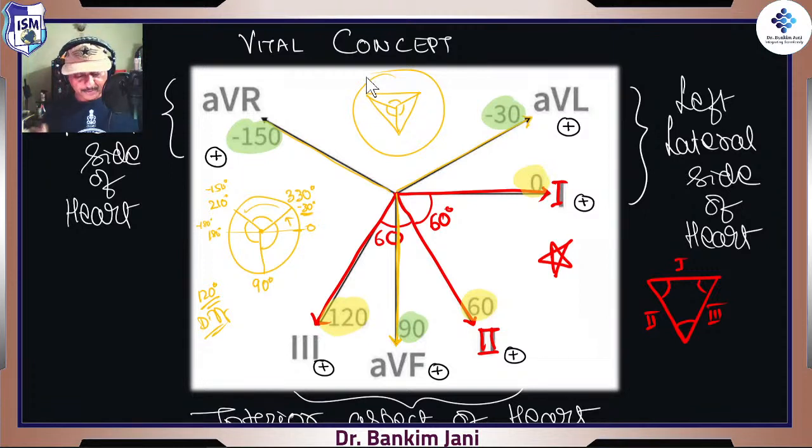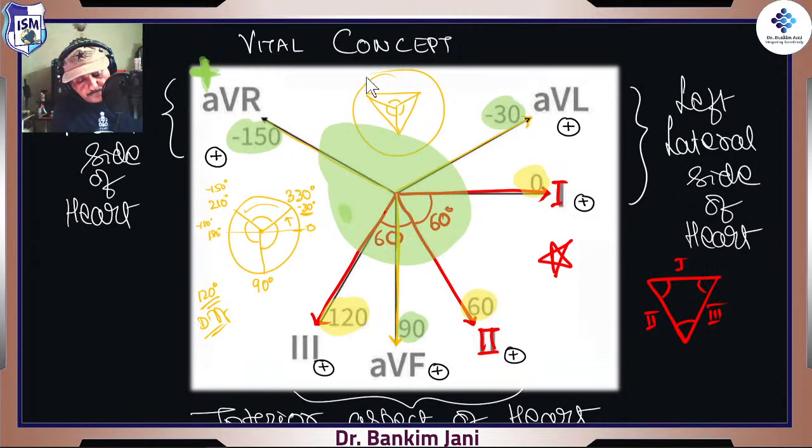especially for the axis deviation, right? Now what does it really mean? It really means just one simple part. Heart is here. Here is the heart. This is the heart, right? That's the heart sitting over here. And all these leads, they are just watching the current which is going through the heart from various angles. So see, this AVR, this portion is positive, right?